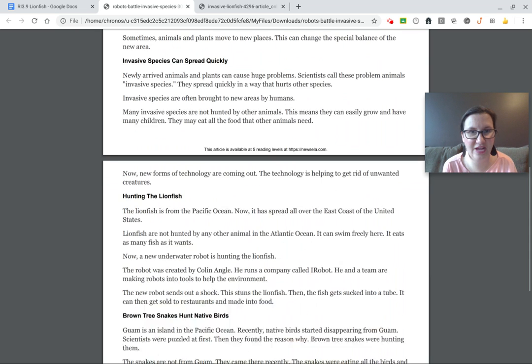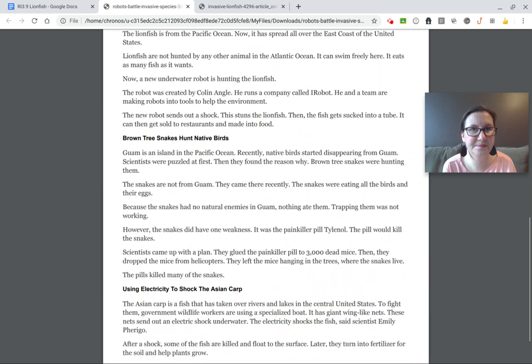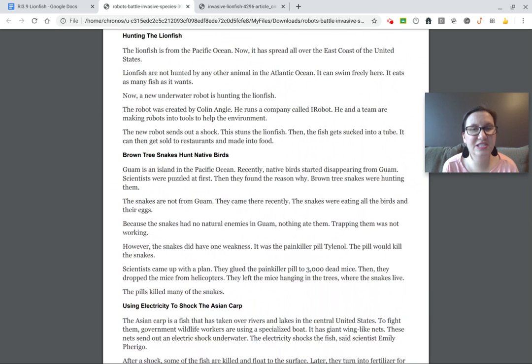Hunting the lionfish. The lionfish is from the Pacific Ocean. Now it has spread all over the east coast of the United States. Lionfish are not hunted by any other animal in the Atlantic Ocean. It can swim freely here. It eats as many fish as it wants. Now, a new underwater robot is hunting the lionfish.